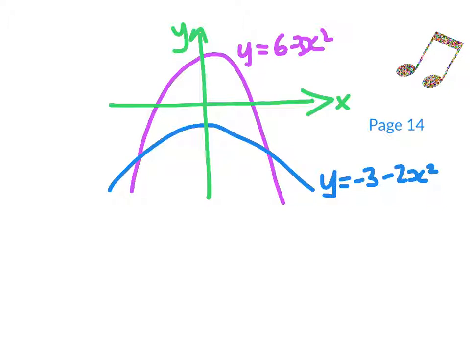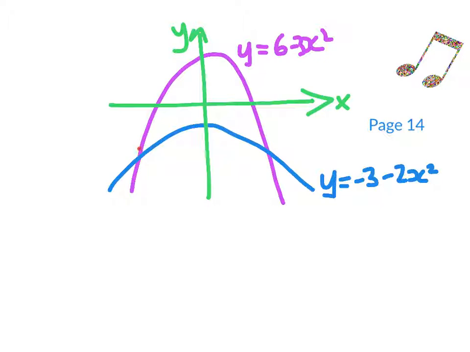This is the example on page 14. We're asked to find the area between the two curves y equals 6 minus 3x squared, which looks a bit like this, and y equals negative 3 minus 2x squared, which looks a bit like this. Now we're looking for this whole area in between here. So I'm going to integrate top curve take away bottom curve.